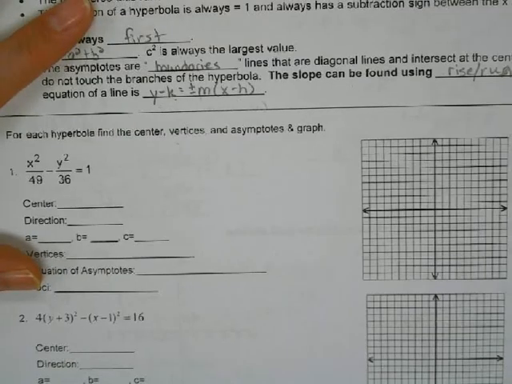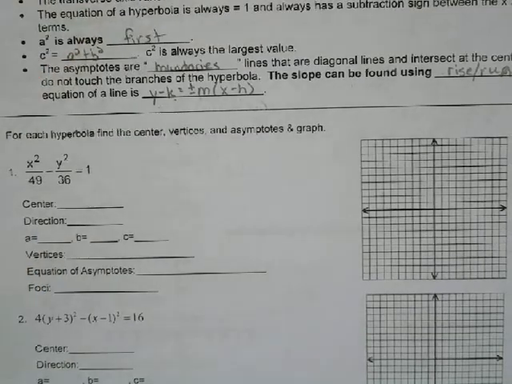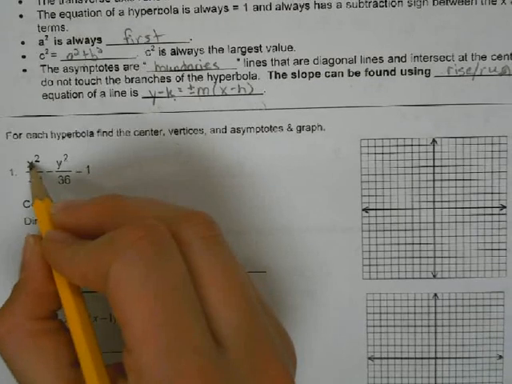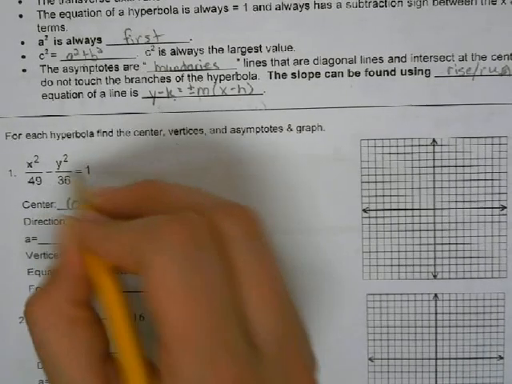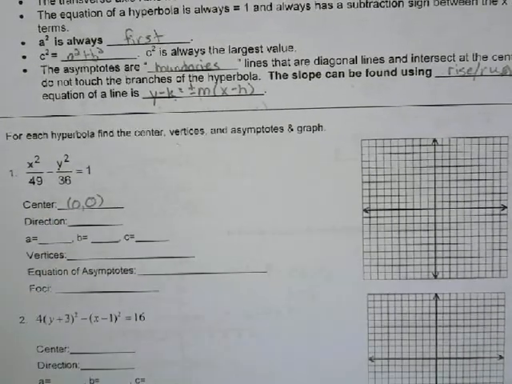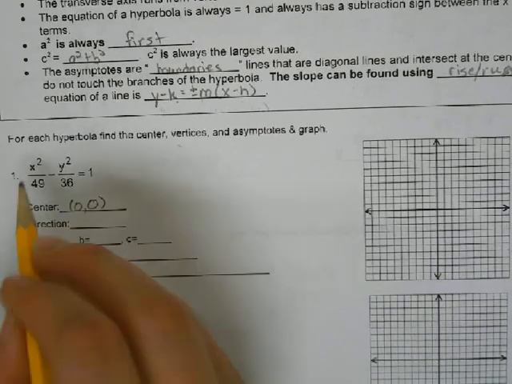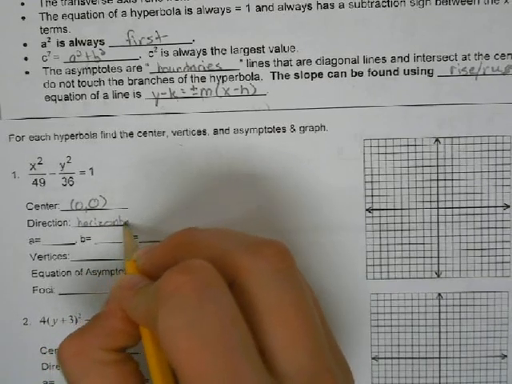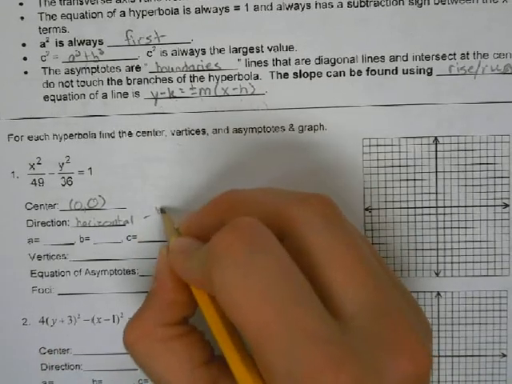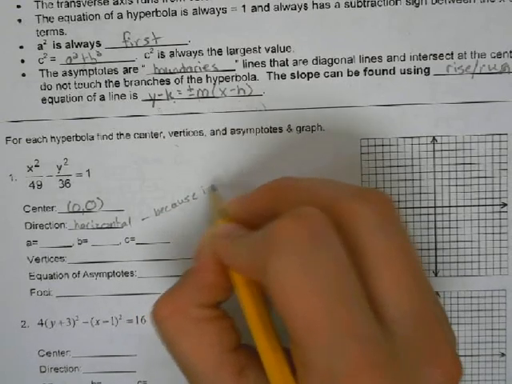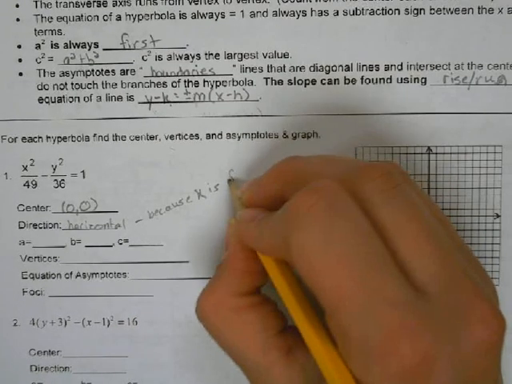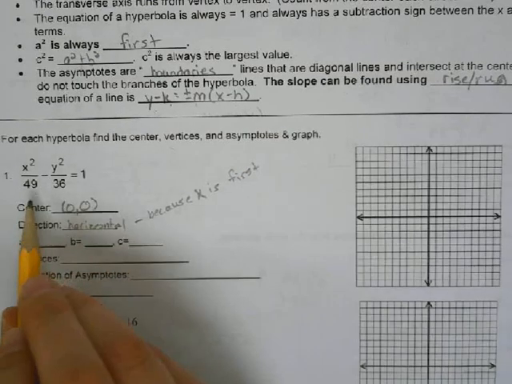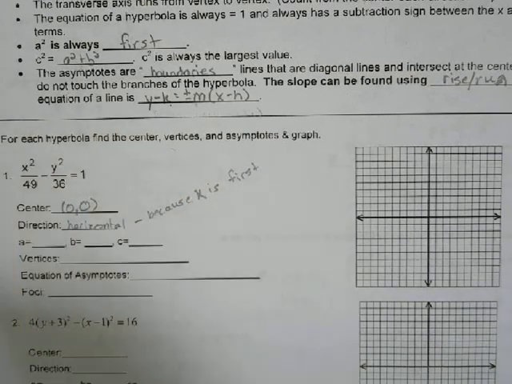Alright, so let's take a look at the first one. I find all of my information exactly the same way that I have been. For all of my ellipses, if I want to find the center, I find what's added to x, which is nothing, and what's added to y, which is nothing, and that's my center. My direction is all about what's first, so it's an x first, which makes it horizontal. Make a little note for yourselves because x is first. In this particular case, the denominator happens to be bigger there as well, but we don't really care about that. It's all because x is first. That's why it is horizontal.